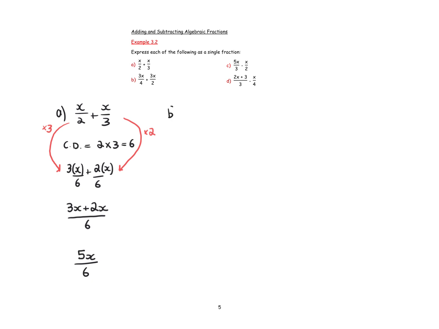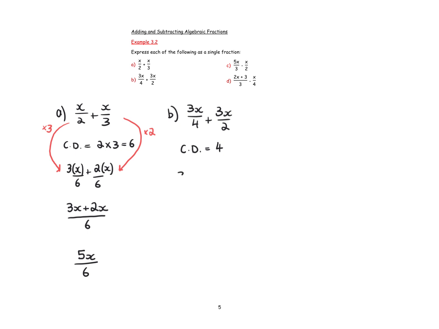Part B is very similar. We have 3x over 4 plus 3x over 2. To begin, like the last one, I get my common denominator. I hope you can spot here that both of these numbers could go into 4. So instead of multiplying the denominators here, I'm going to change both to 4.